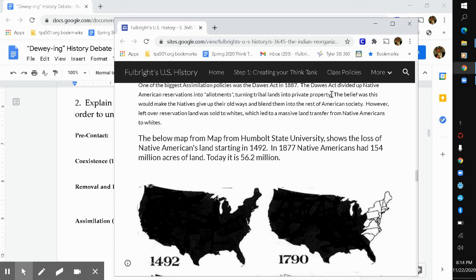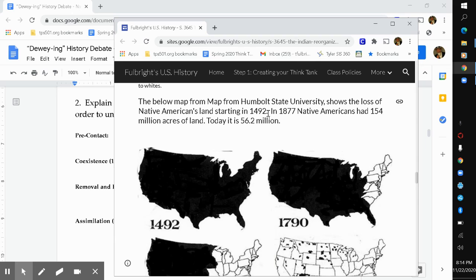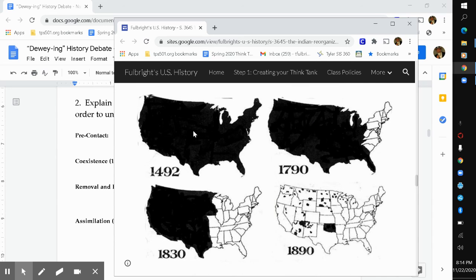The belief was this would make the natives give up their old ways and blend them into the rest of American society. However, leftover reservation land was sold to whites, which led to a massive land transfer from Native Americans to whites. In 1887, Native Americans had 154 million acres of land. Today it is 56.2 million. So we just need to look and see what happened to that amount of land owned by Native Americans. Right between here, in the 1880s, is when we have the Dawes Act, which, as you can tell, led to the loss of a lot of Native American land.